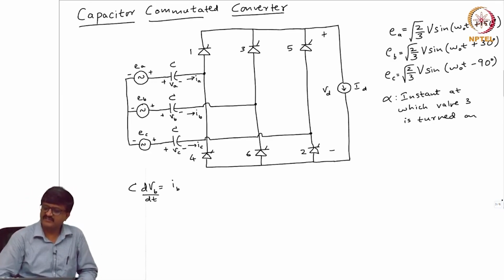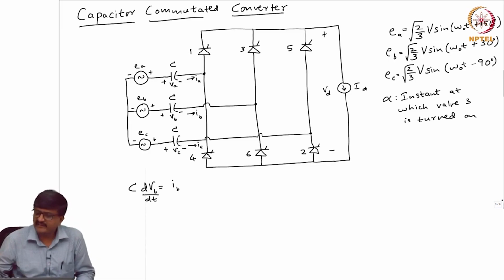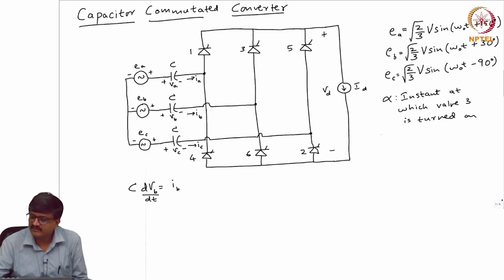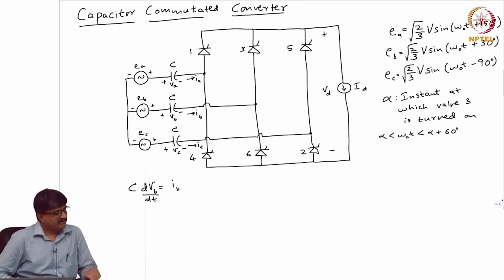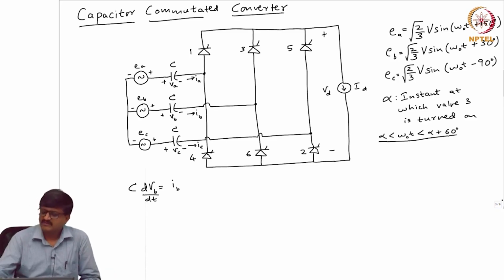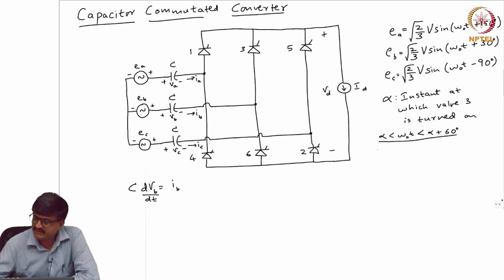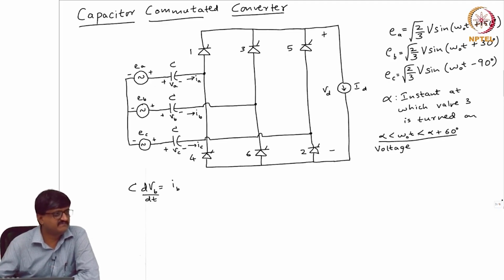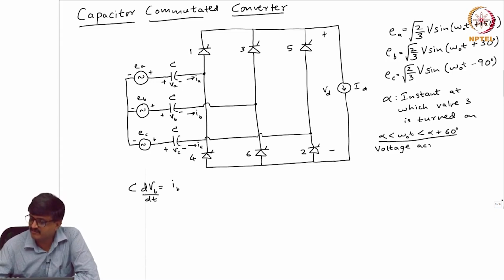So alpha is the instant at which valve 3 is turned on. Now, if I take the duration alpha to alpha plus 60 degrees, for this duration valve 1 would have just been turned off. So what is the voltage across valve 1? It should be negative for a long duration, that is what we want. So what is the voltage across valve 1 in this interval alpha to alpha plus 60?